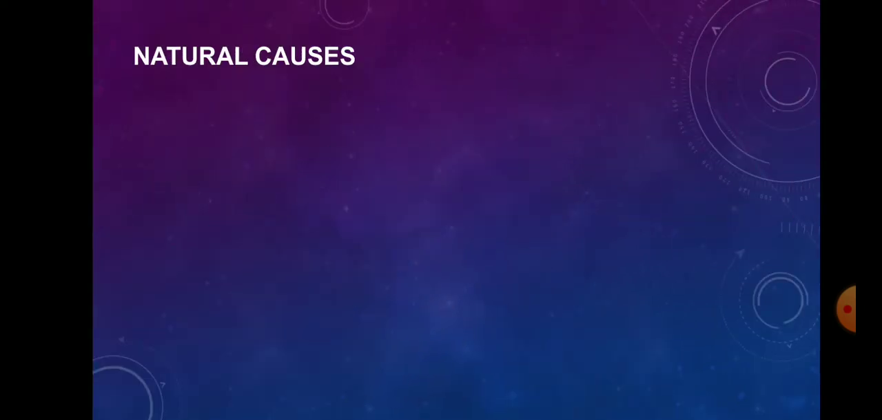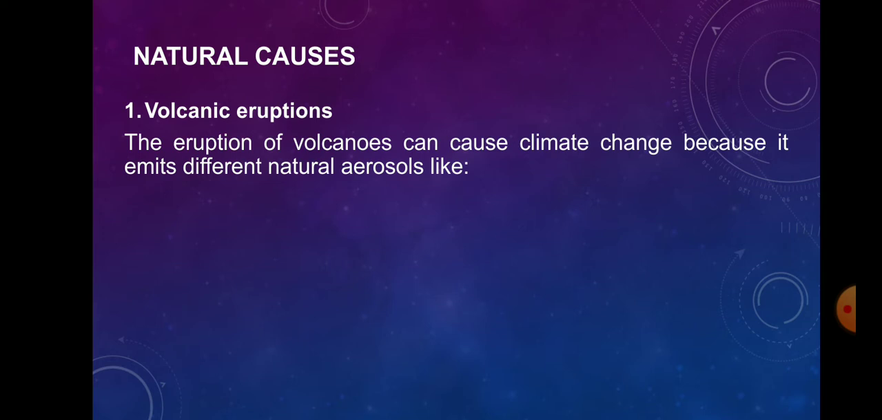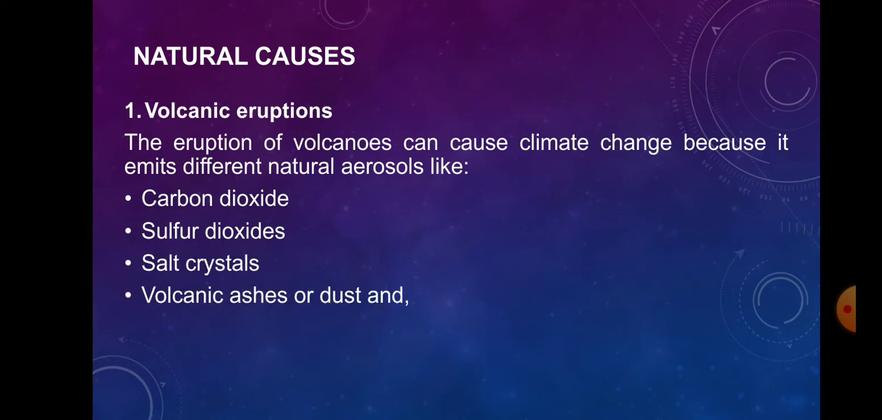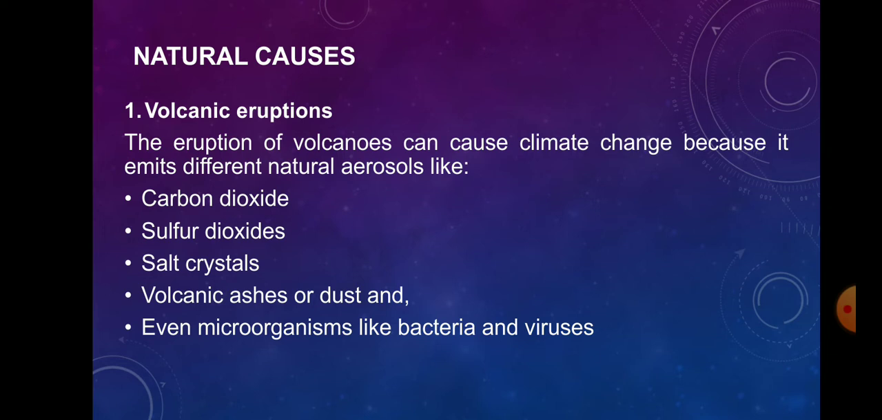First natural cause is volcanic eruption. The eruption of volcanoes can cause climate change because it emits different natural aerosols like carbon dioxide, sulfur dioxide, salt crystals, volcanic ashes or dust, and even microorganisms like bacteria and viruses. During volcanic eruption, a lot of ash is released into the atmosphere. This ash, if it enters the atmosphere high enough, can remain there for a long time and block the sunlight.